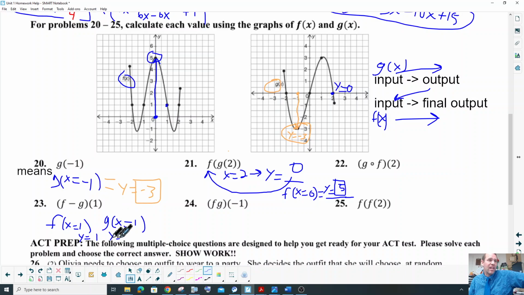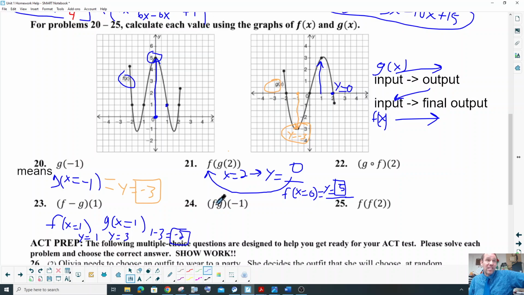And then we go to g. And I'm at g at 1. Whoa, g of 1's way up here, so that's a 3. And so then all you're going to do for problem number 23 is subtract those. So 1 minus 3 is a negative 2. Our answer! So that one's not too bad.